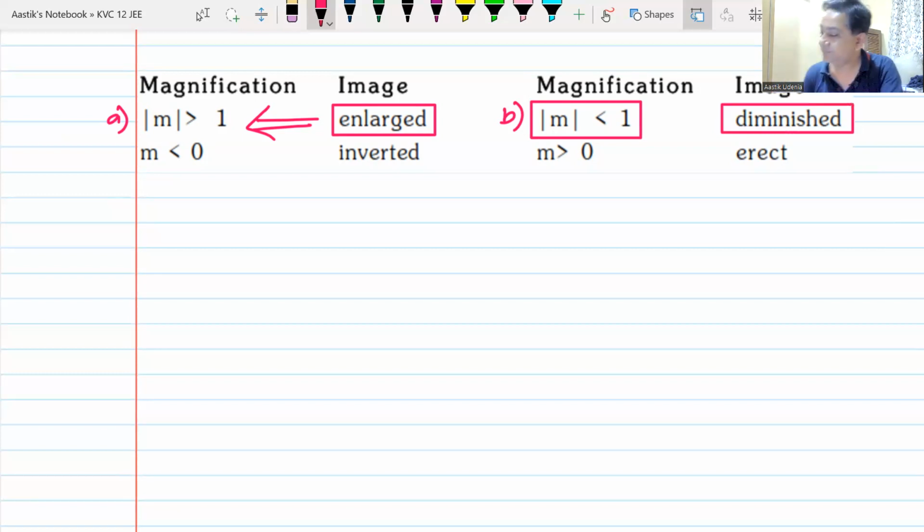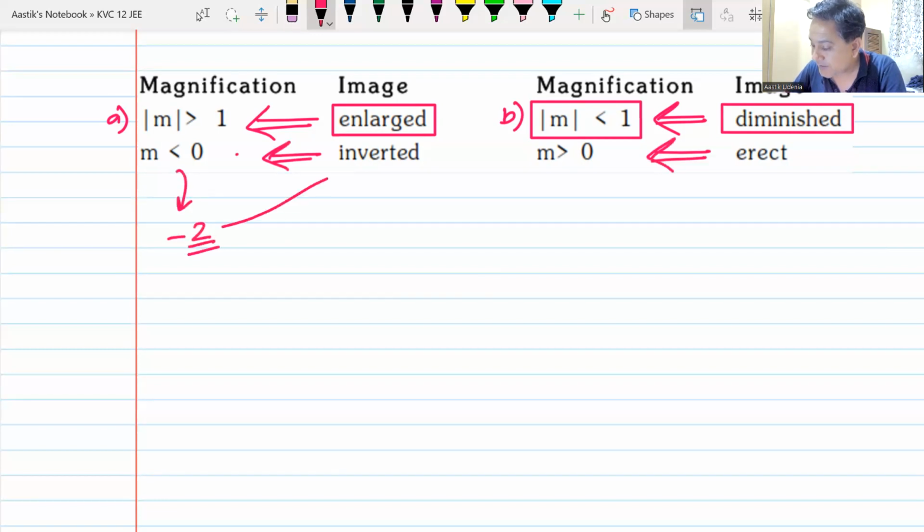Yes or no? If the magnitude is less than 1, we will call it diminished. If magnification is less than 0, the image is inverted. For example, if this is -2, the image is inverted. If this is +2, it is erect. Do we understand this? Yes or no?